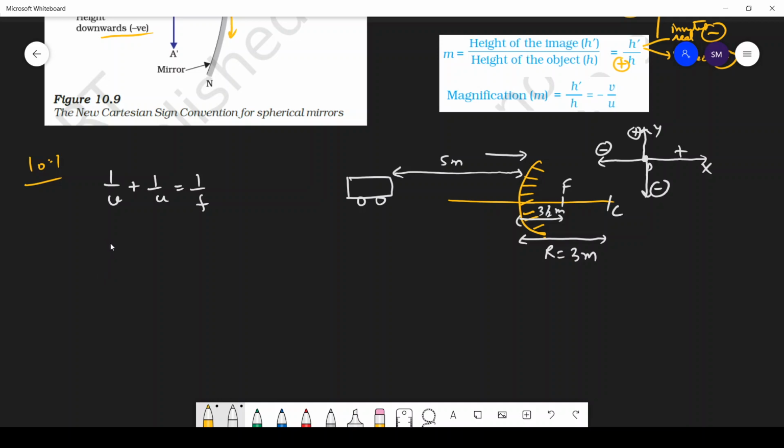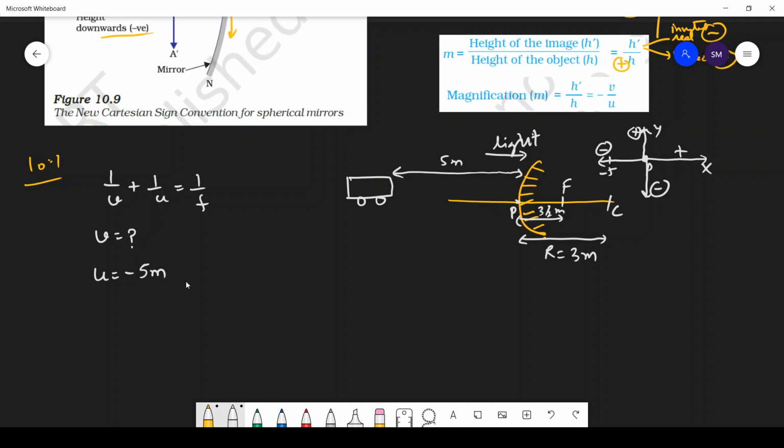Here you have to find everything about the image. So what about U? U is on this side, so we are moving from the pole to this side, against the direction of light. This is the direction of light, so I'm moving away from it. So this distance will be -5. So 5 is over here, and you will write it as -5.